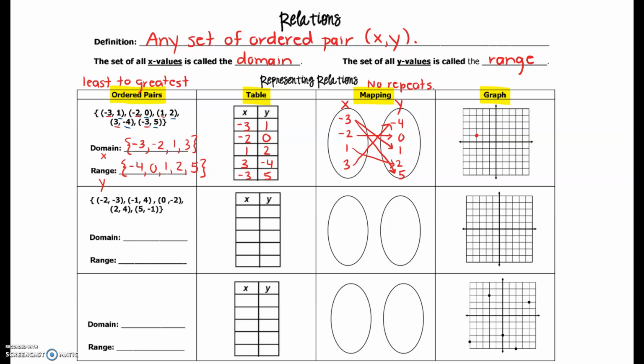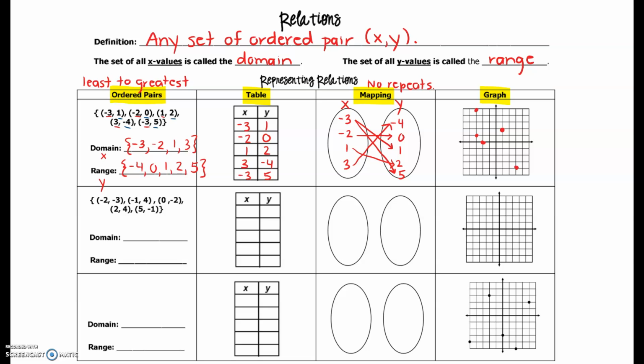-2, 0, 2 units to the left and stay on the x-axis. 1, 2, I go 1 unit to the right, up 2, place that dot. 3, -4, I'm going down 4 units here. And then -3, +5 is the last point on the graph.